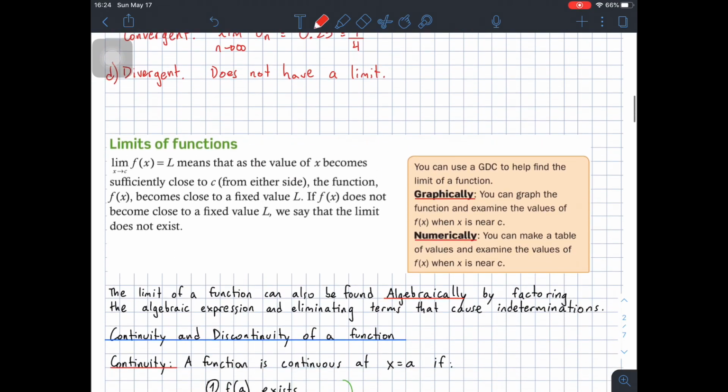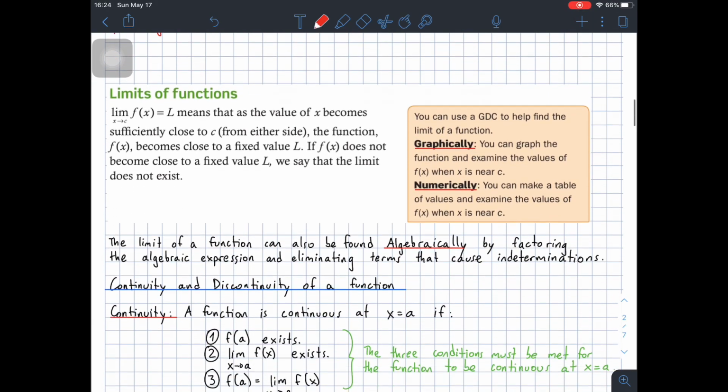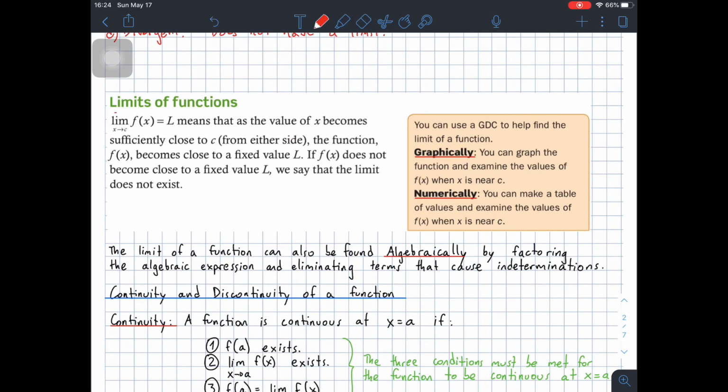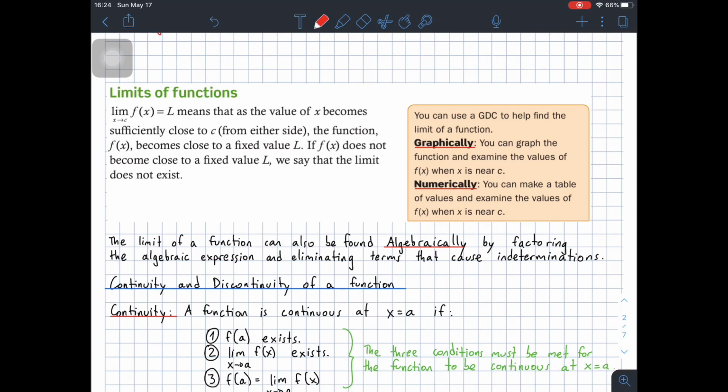Okay, then we have this part. It says limits of functions. The limit of a function when x tends to a value c is L means that as the value of x becomes sufficiently close to c from either side, that's when we come from the left and when we come from the right side, I'm going to explain that in an example later on, the function f(x) becomes close to a fixed value L.